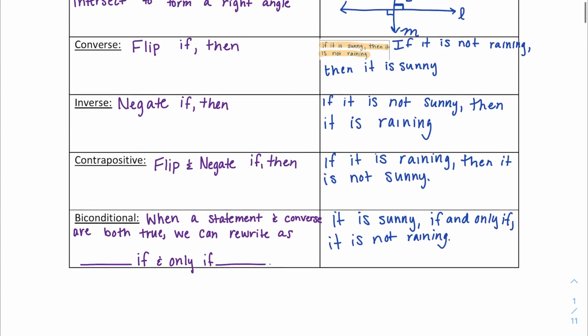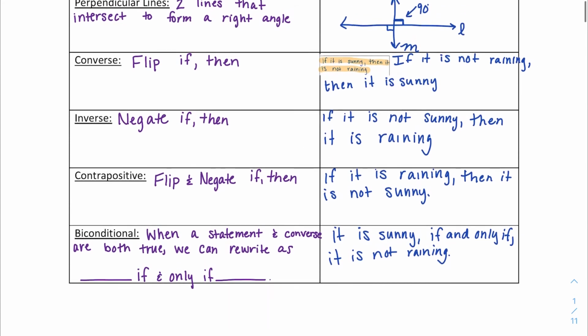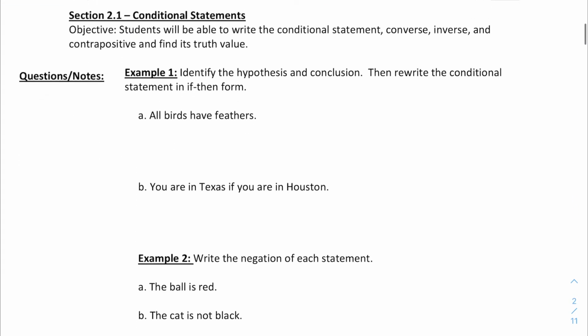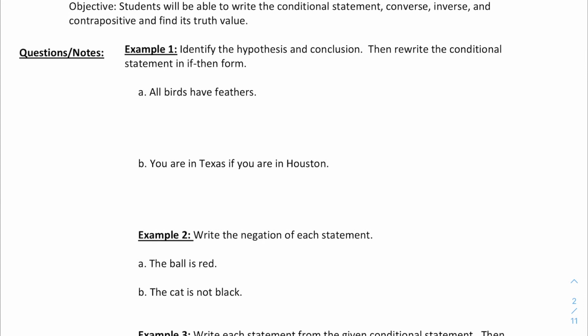Okay, let's move on to some examples. So that is the end of our vocabulary. We're moving on to some examples. You're going to have to flip through your packet a little bit to find this first section of examples. It's going to say 2.1 right up here at the top.